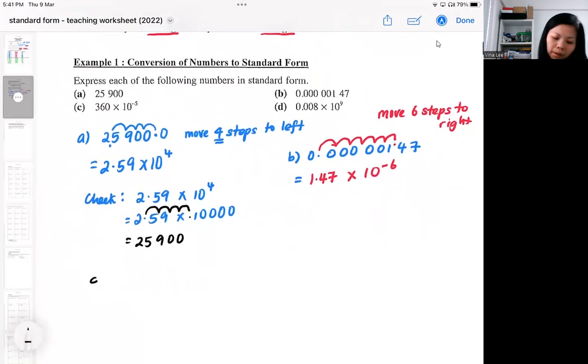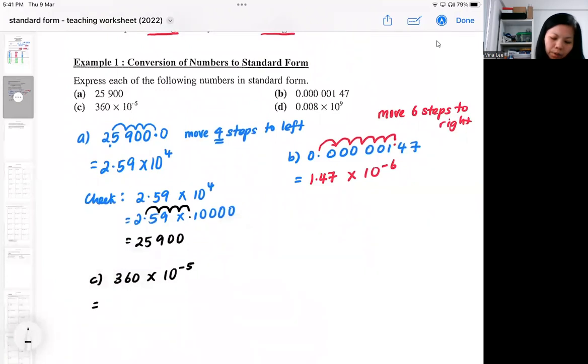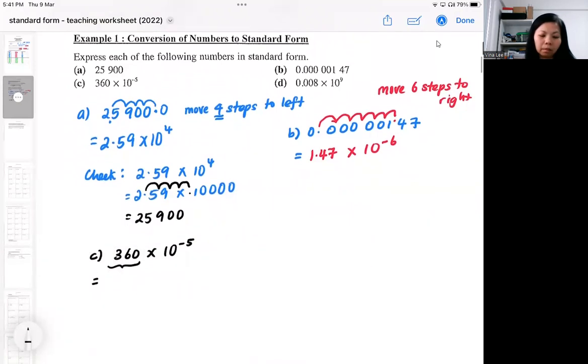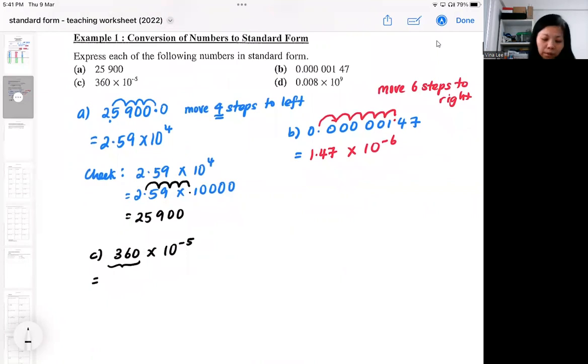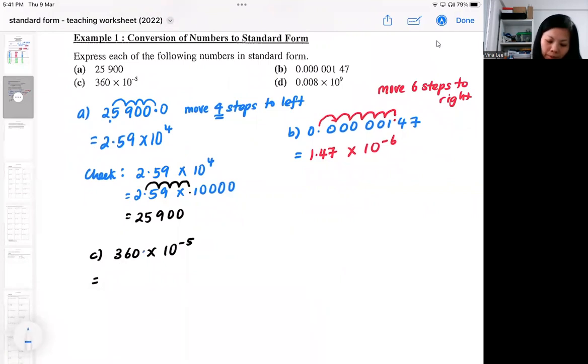Okay, so let's look at part C. Part C is 360 times 10 to the power -5. So how am I going to write it in standard form? So you target the 360, because 360 is not in standard form. Because it's more than 10. So you put the decimal here. You move 2 spaces to the left.